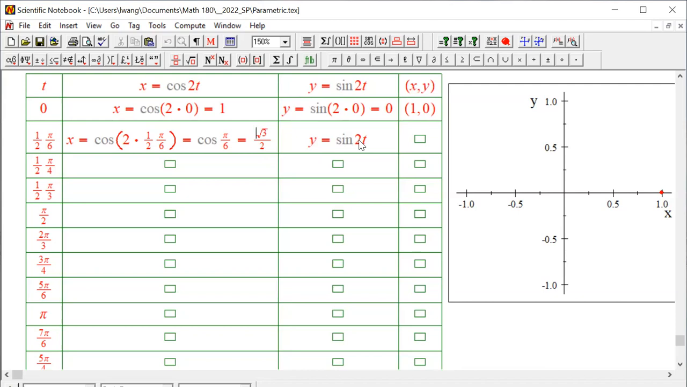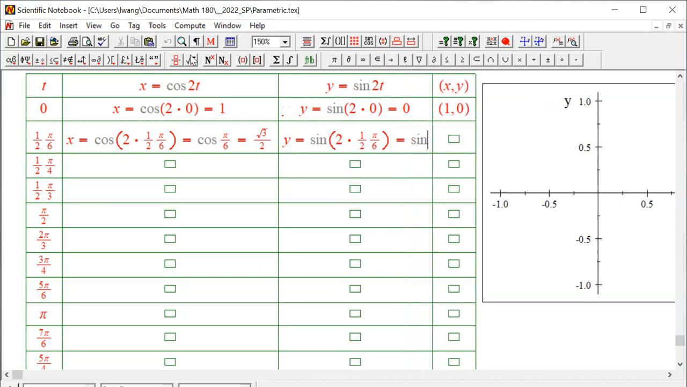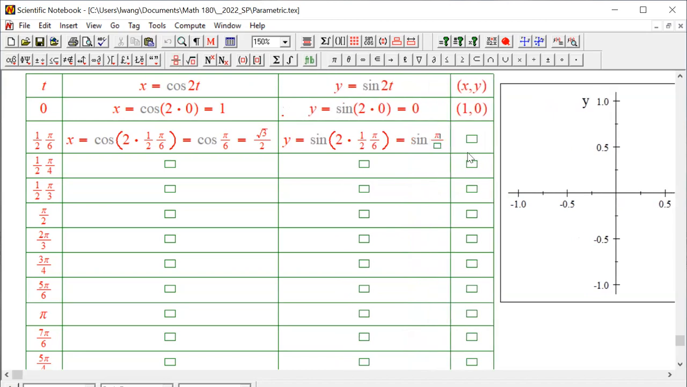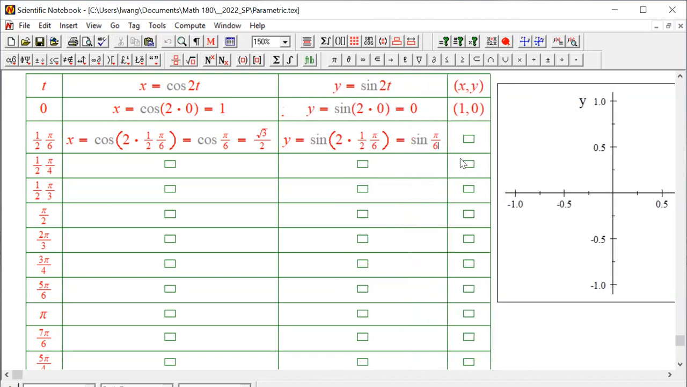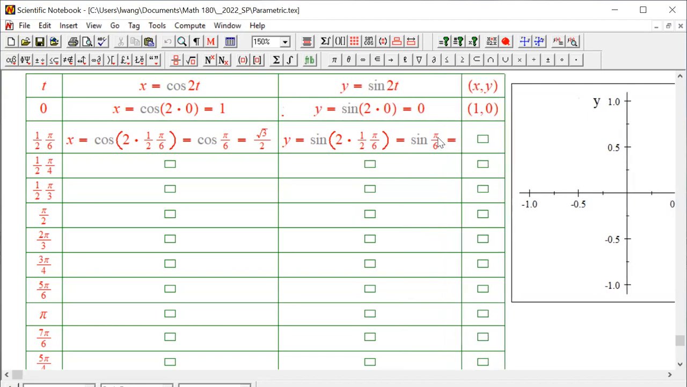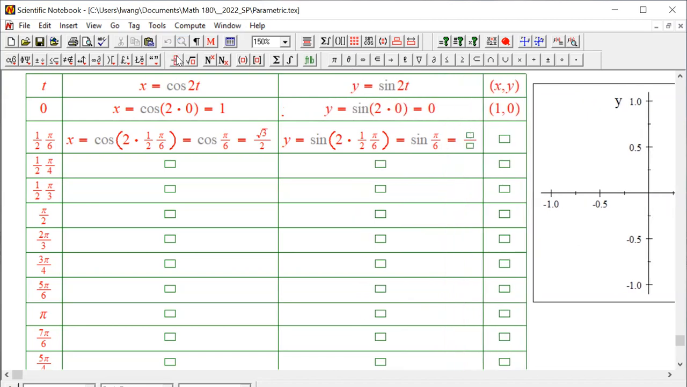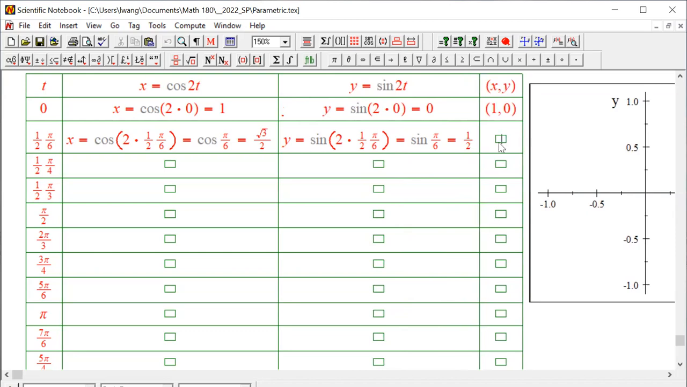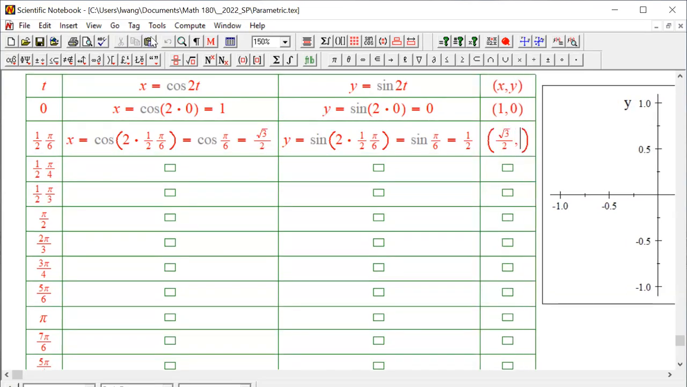And the other one for 2t, right? t equals half of pi over 6, and that's going to be sine of pi over 6. You clearly see what I have done here, right? This is going to be equal to half. So the next point is still root 3 over 2, comma half.